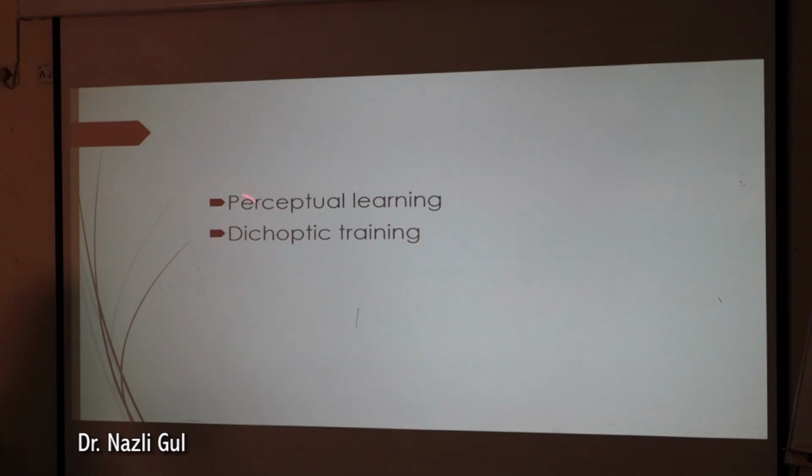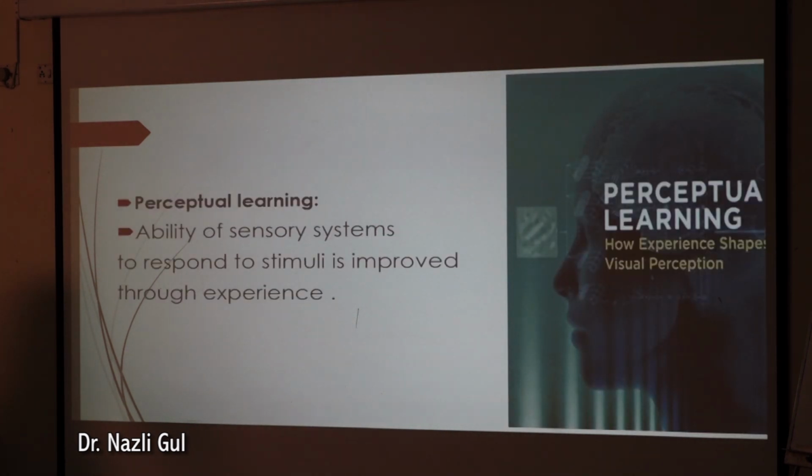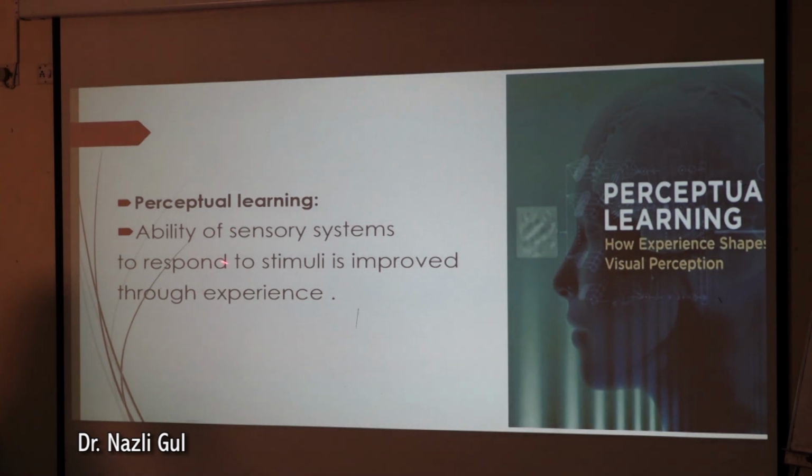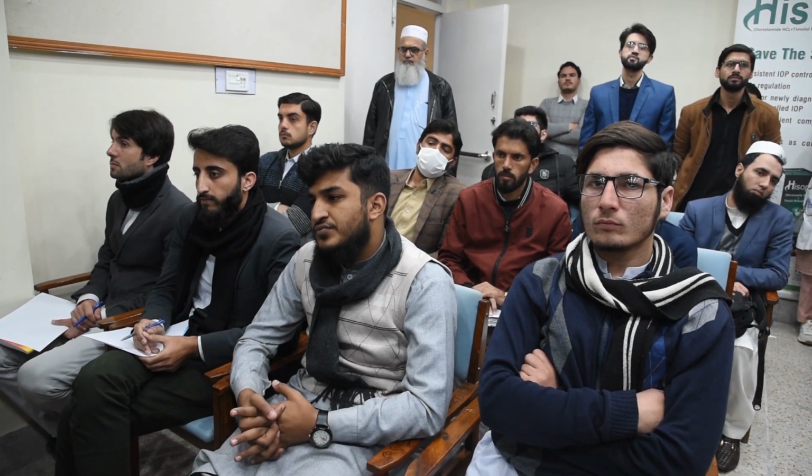So the different exercises are perceptual learning and dioptic training. In perceptual learning, the ability of the sensory system to respond to stimuli is improved through experience. It is based on the idea that practice makes a man perfect. So by repeating the same stimuli to the eyes, the brain learns and visual acuity is improved.